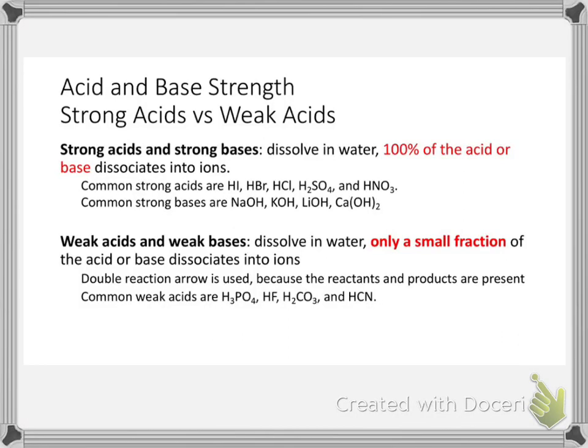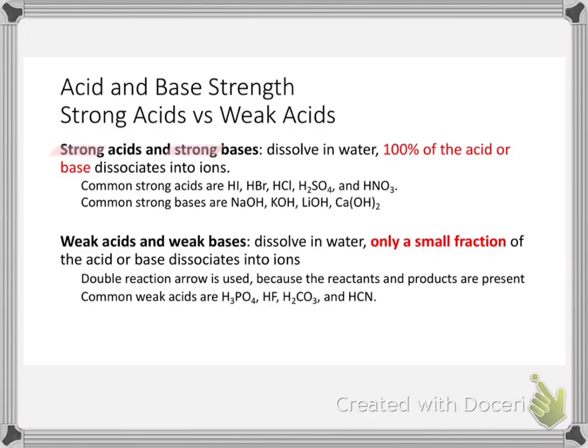One property of acids and bases is called its strength. So we classify acids and bases as two different types. There's strong acids and bases and weak acids and bases. So let's look at the difference between these two things. So first, if we look at strong, so here's the word strong.